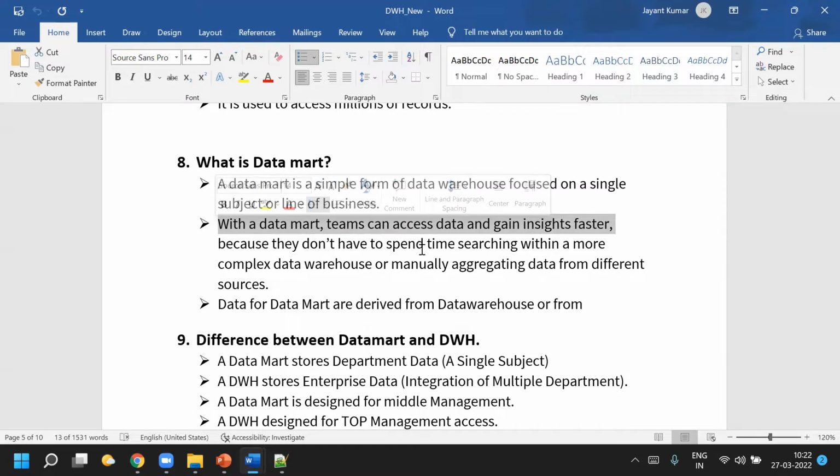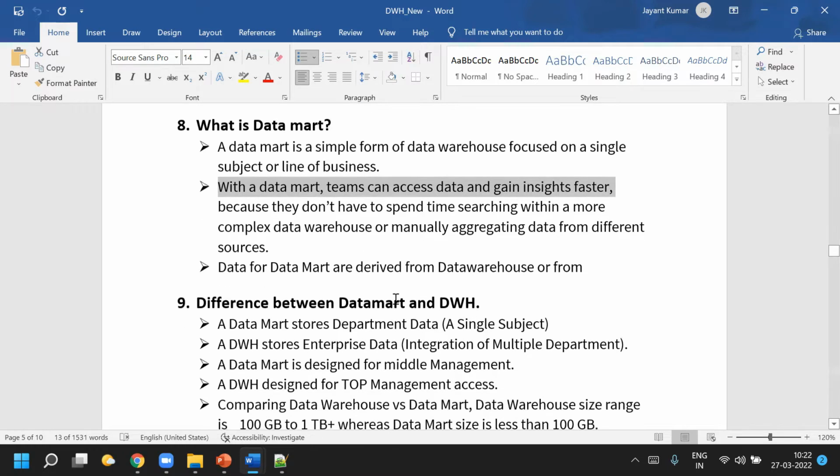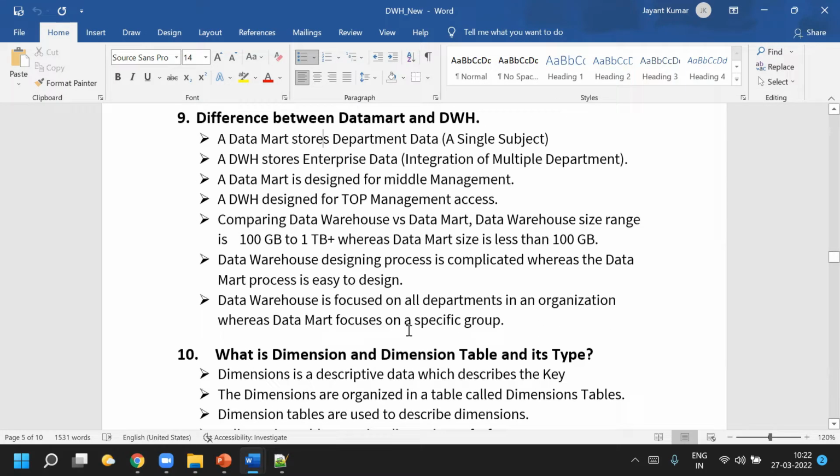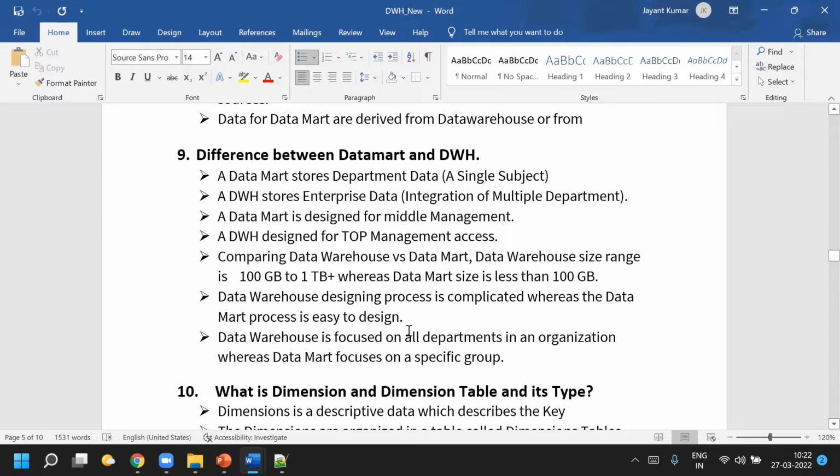So that is faster because they don't have to spend time searching within a more complex data warehouse or manually aggregating. Okay, so data for a data mart is derived from the data warehouse, or vice versa. In a data warehouse, data can come from the data mart, or in a data mart, data will come from the data warehouse. So that is what a data mart is.